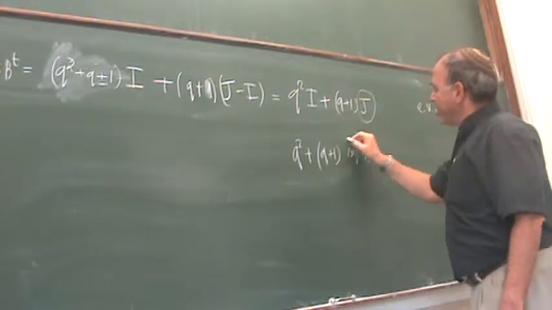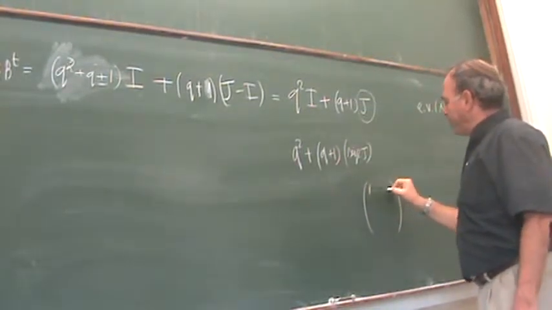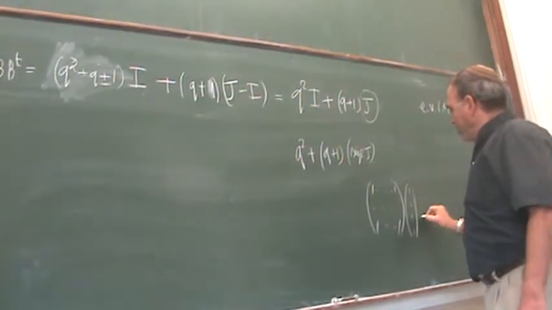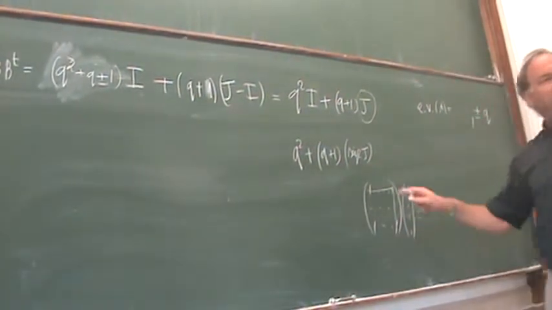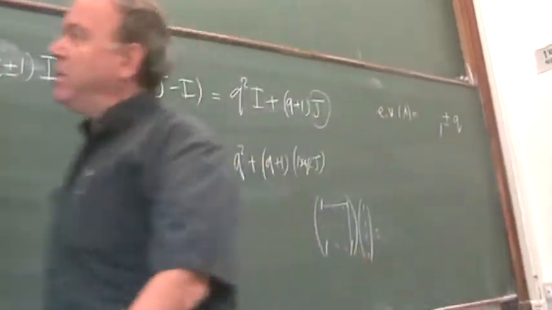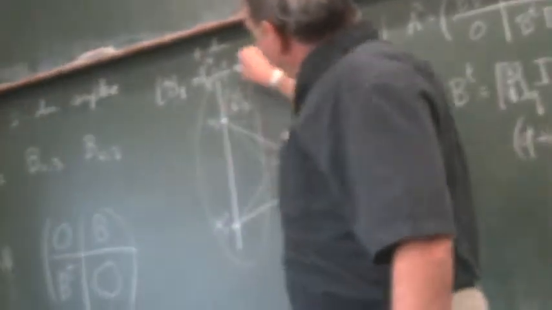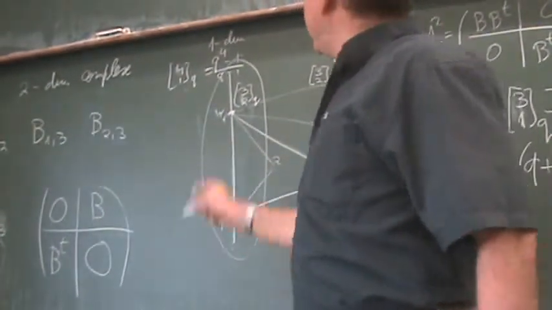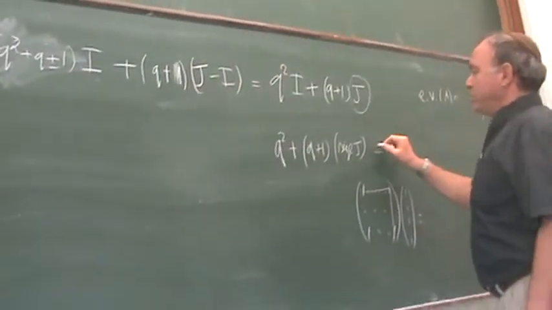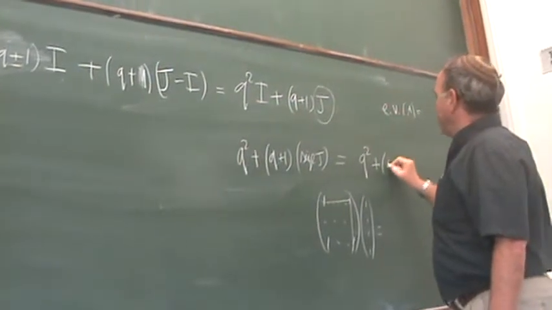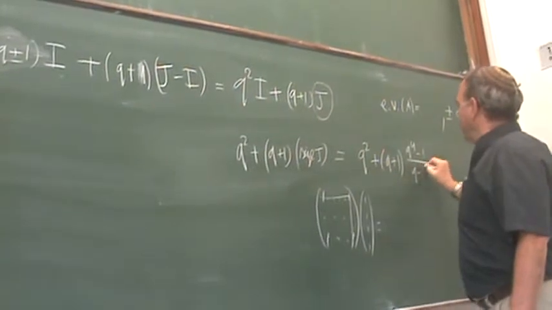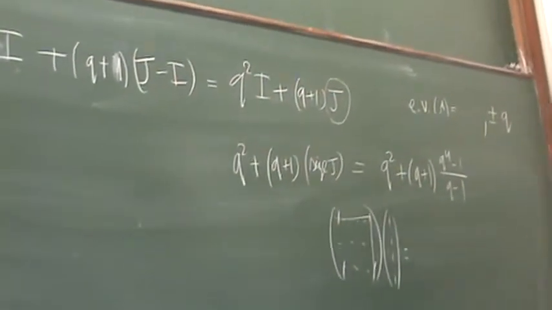The size of J, right? If you take a constant function and multiply it by 1, 1, 1, 1, 1, 1, 1, what you get is exactly, as an eigenvalue, the size of J. The size of J here is the size of this side of the graph, which is (q to the 4 minus 1) divided by (q minus 1). So this is equal to (q squared plus q plus 1)(q to the 4 minus 1) divided by (q minus 1).